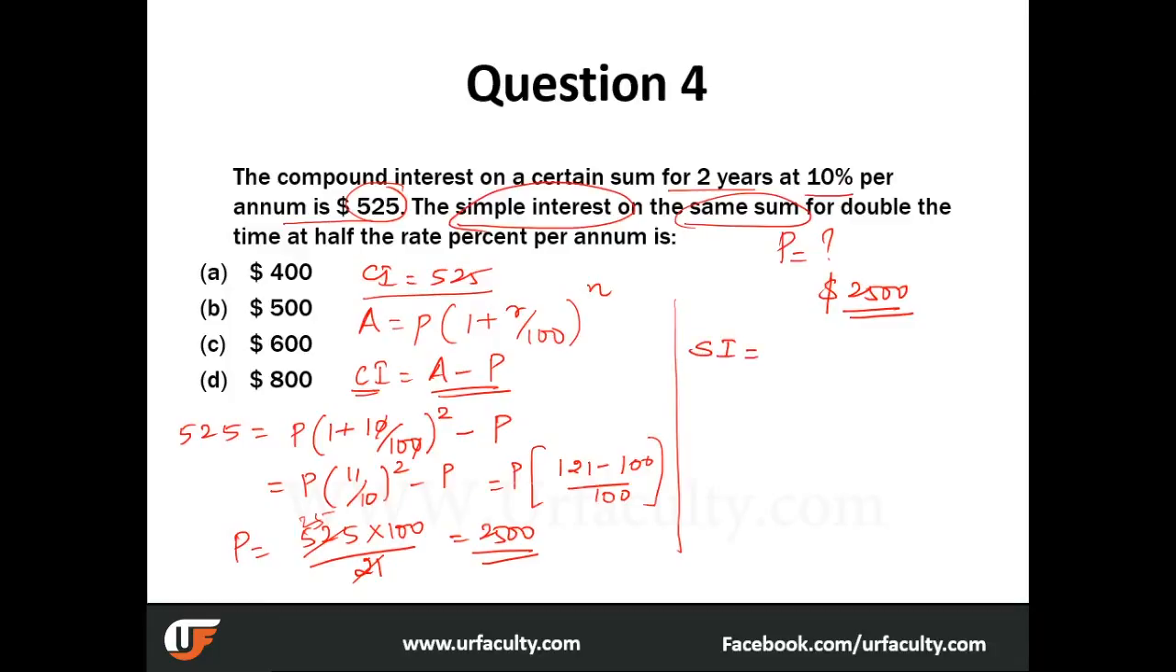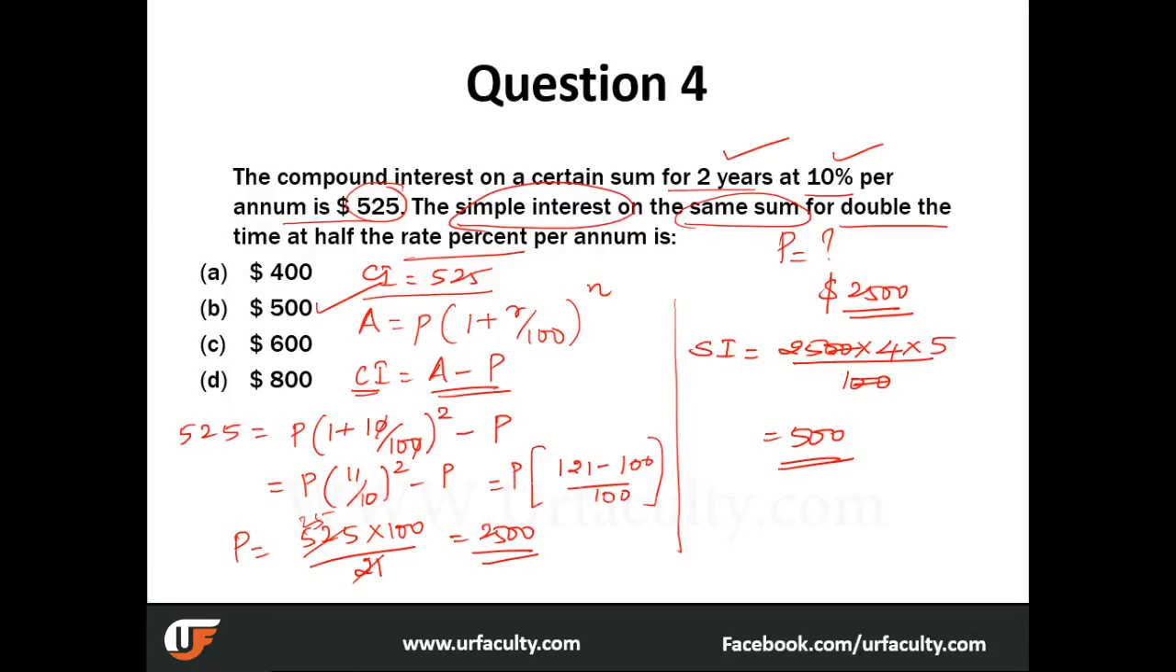So simple interest is equal to PNR by 100. And what is for double the time? The time here was 2 years, and now we need to put 4 years, and half the rate of interest. The rate of interest was 10% here, so you're going to put 5 by 100, right? So 25 into 400, 100 into 5, 500. So simple interest is equal to 500, and the principal was 2500 anyways. So we get the answer as 500.